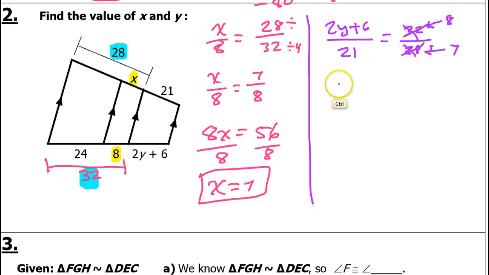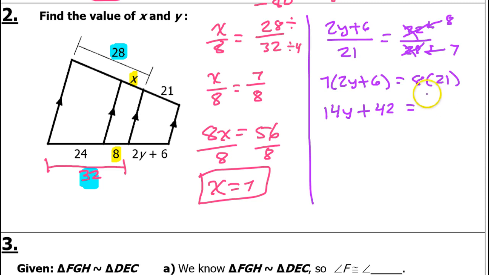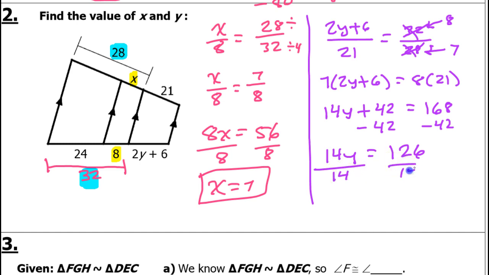All right, so when I cross multiply, I'm going to have 7 times 2y plus 6 and 8 times 21. So this is going to be 14y plus 42. What's 8 times 21, somebody? 168. Then I'm going to subtract that 42. What's that going to be? 126. And then we divide both sides by 14. And what do we get?